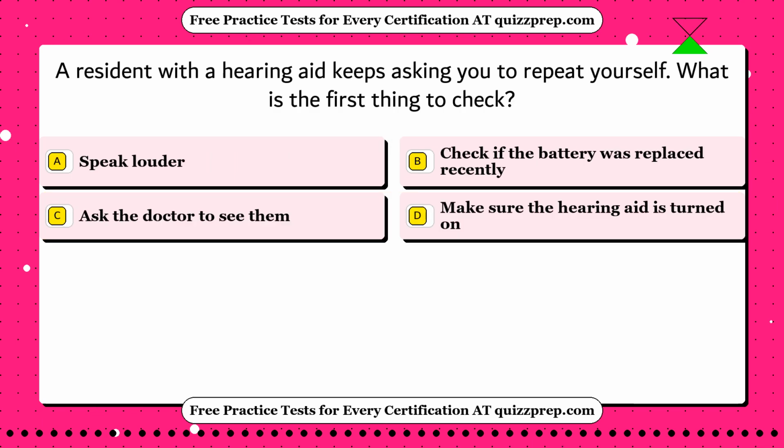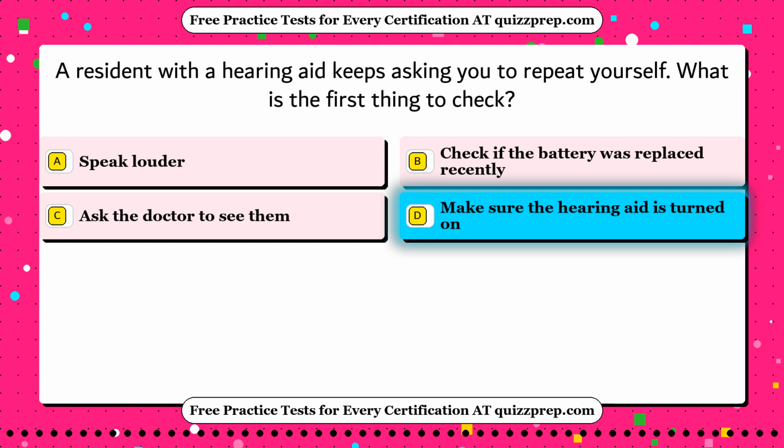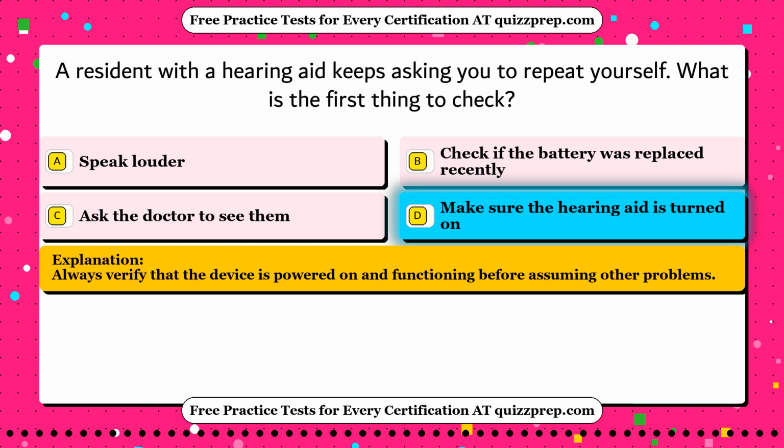Question 142. A resident with a hearing aid keeps asking you to repeat yourself. What is the first thing to check? Option A. Speak louder. Option B. Check if the battery was replaced recently. Option C. Ask the doctor to see them. Option D. Make sure the hearing aid is turned on. The correct answer is option D. Make sure the hearing aid is turned on. Always verify that the device is powered on and functioning before assuming other problems.